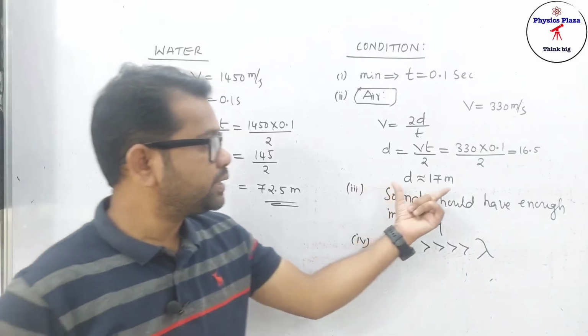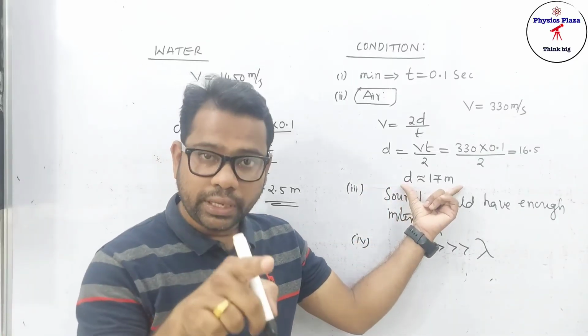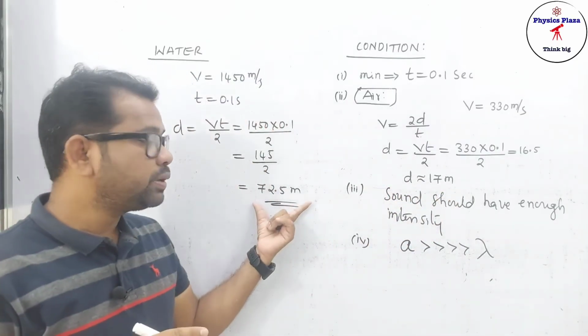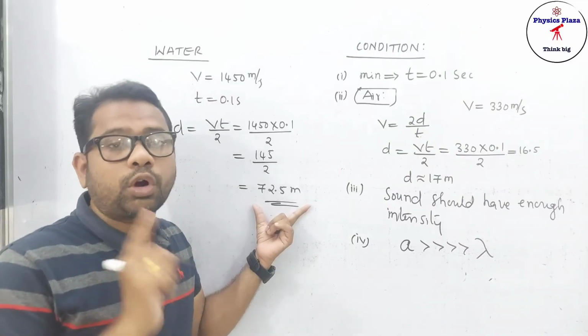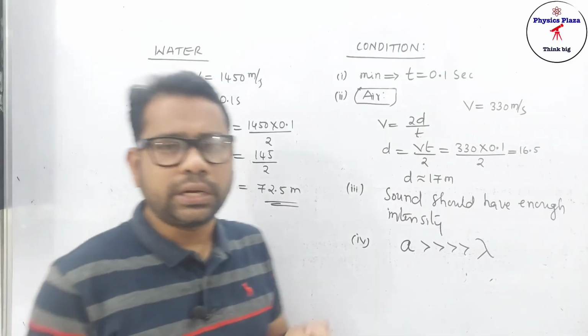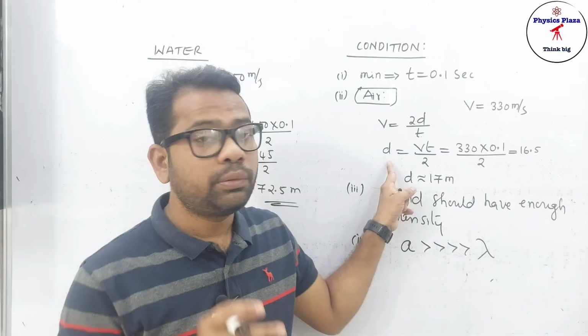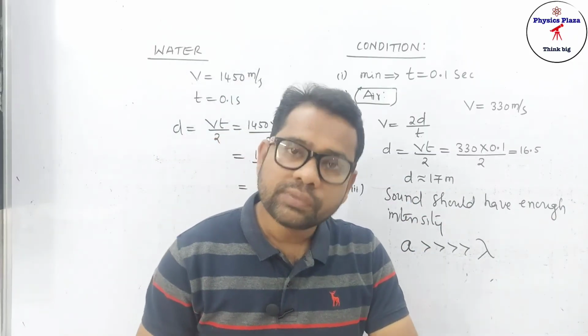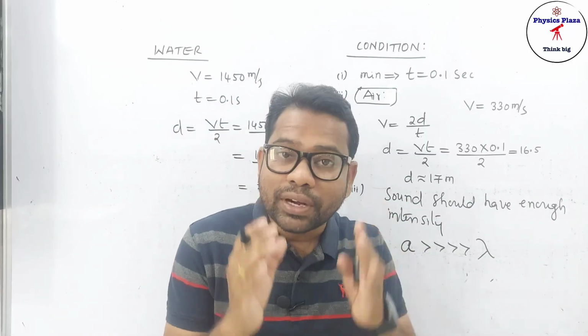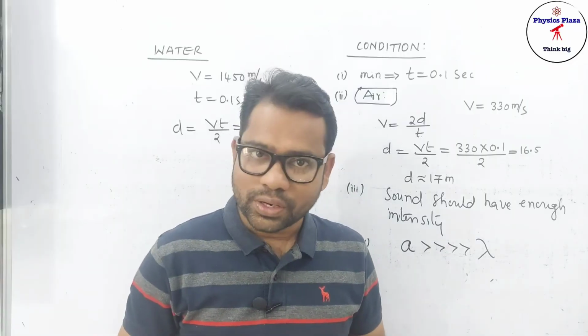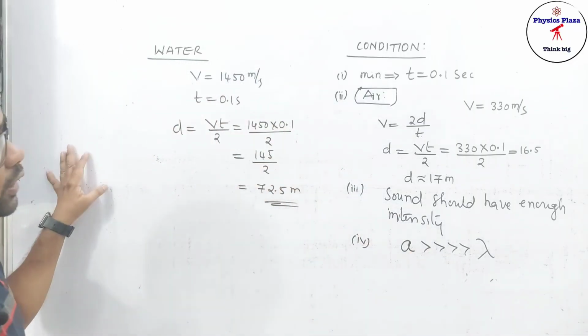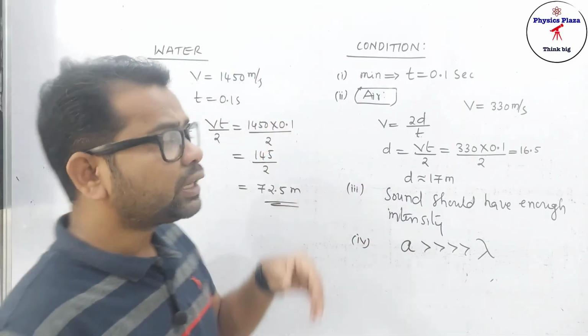So this is the minimum distance needed to hear the echo in air, whereas this is the minimum distance to hear the echo in water. What I mean to say is that in different mediums, the D value will be different. What is the reason? Because we know that the speed of sound is different in different mediums. Okay, children. So this is about the echo and the conditions.